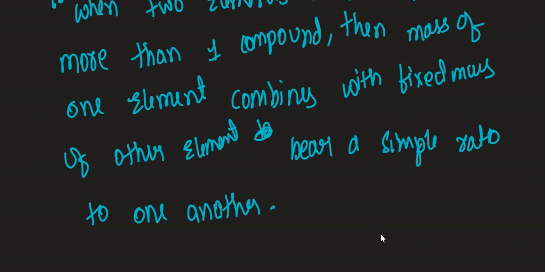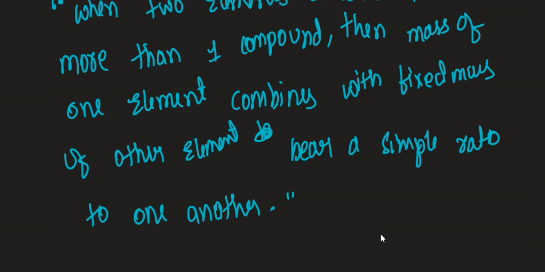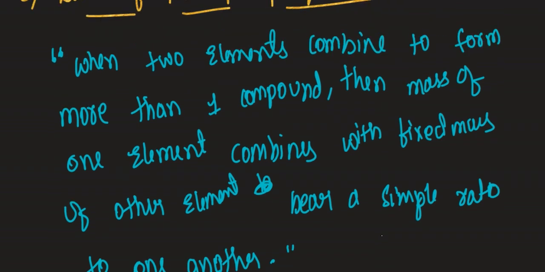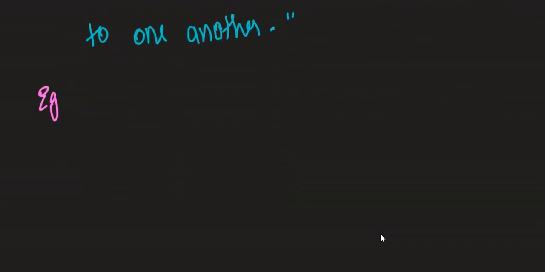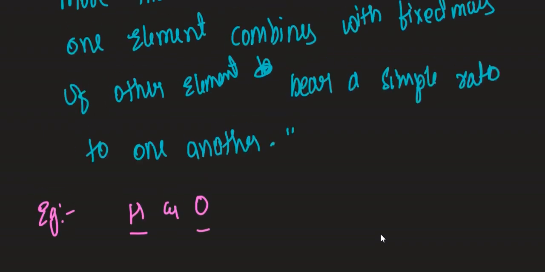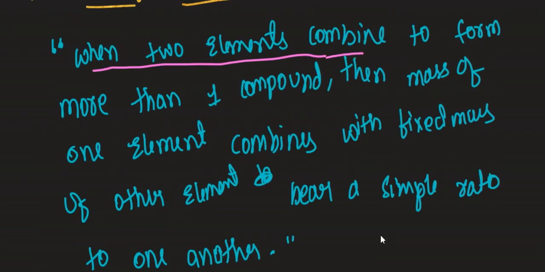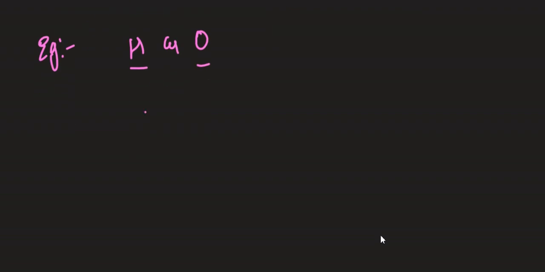Let us try to understand it point by point. By reading the points, we'll try to understand. What is the first point they have given? When two elements combine. For example, I will take hydrogen and oxygen. When two elements combine to form more than one compound, let us see what the more than one compound is. For example, the first compound is H2O, the second compound is H2O2.